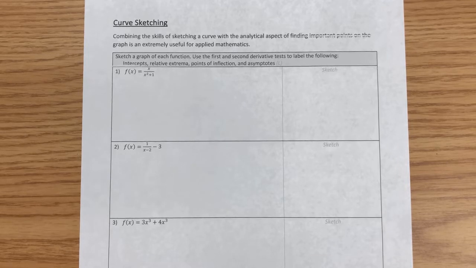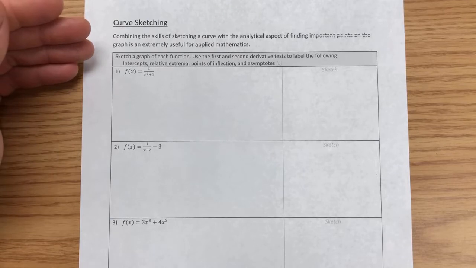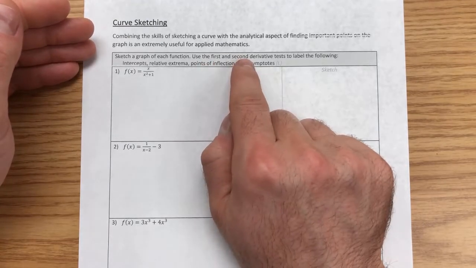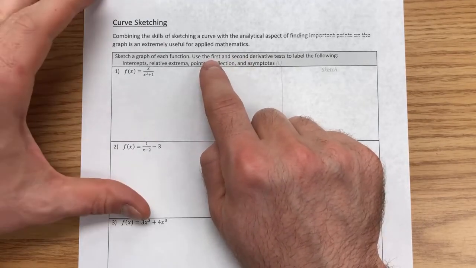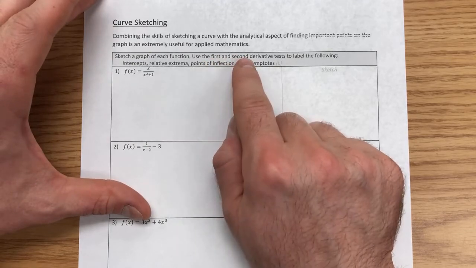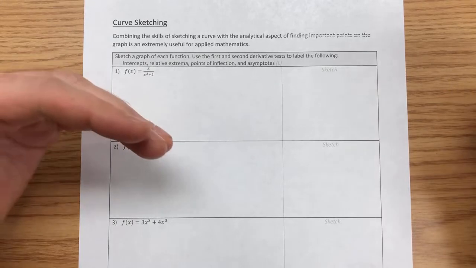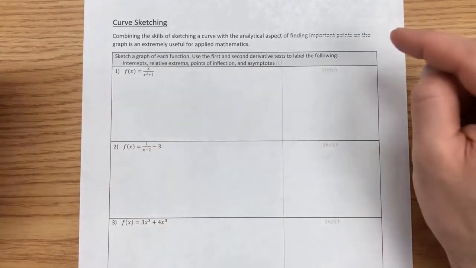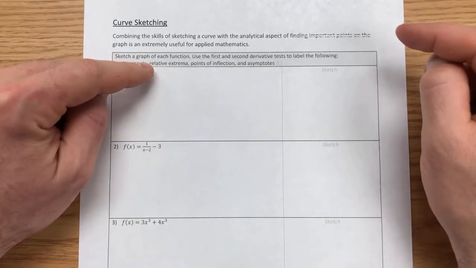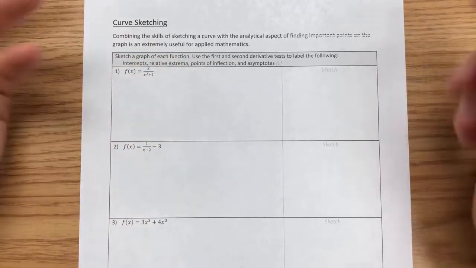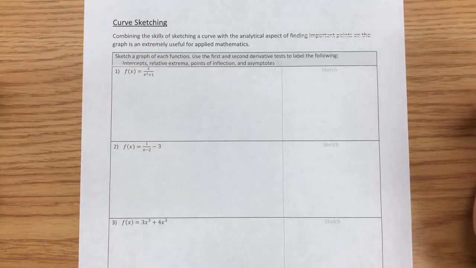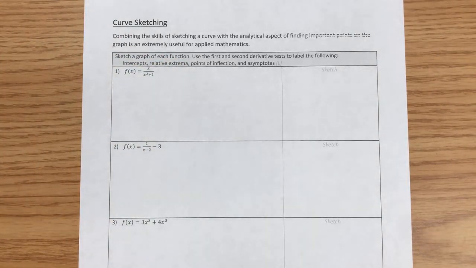So a couple things we're going to label on each one of these. We're going to use the first and the second derivative test first to find maximum, minimum points. The second derivative test is going to give us points of inflection, where concave up changes to concave down. And we're going to list any intercepts, relative extrema, and any asymptotes. So without further ado, let's go ahead and get started.